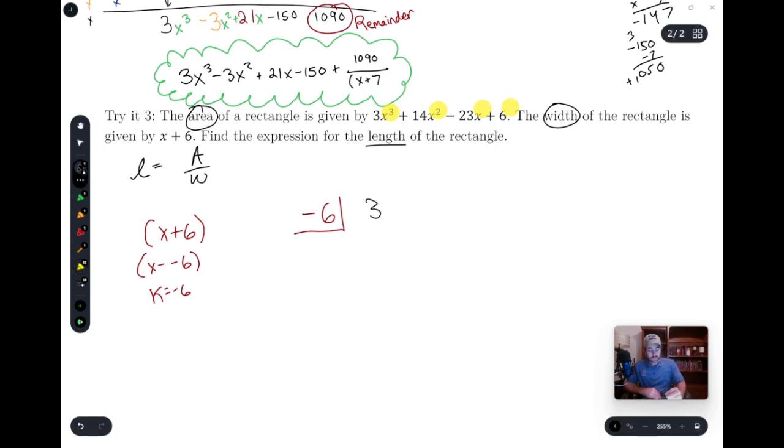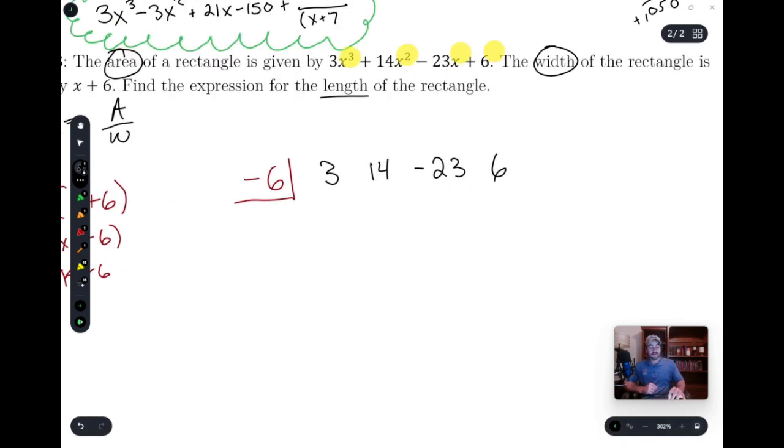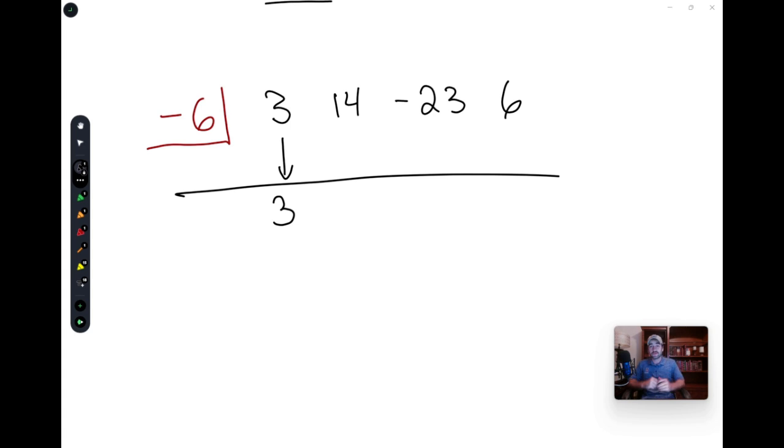So now we're just going to write in the coefficients: 3, 14, negative 23, and 6. And here we go. I'm going to go a little bit faster just to show you that this synthetic thing, once you get the hang of it, can be not too bad. Drop down the 3, always the first step, easiest step. Just drop down that first coefficient and then get to multiplying.